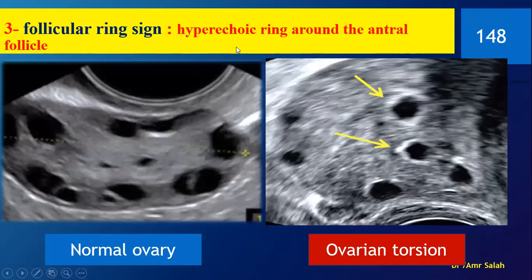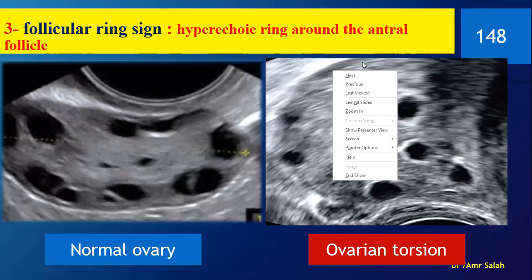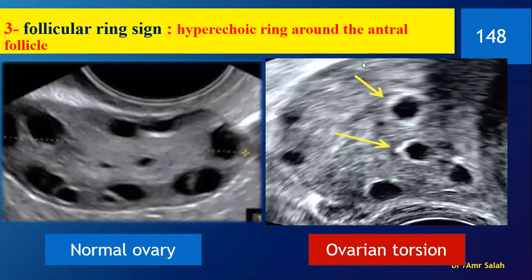Now to the last specific sign, the follicular ring sign. You can see that these are the follicles. You can see no wall to these follicles. There isn't a perceptible wall to these follicles. Look at these, as if they are drawn here. You can see that there is a wall around them, a perceptible wall. This is a specific sign too for ovarian torsion.